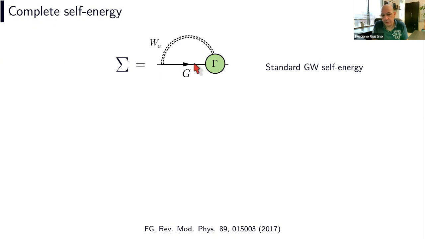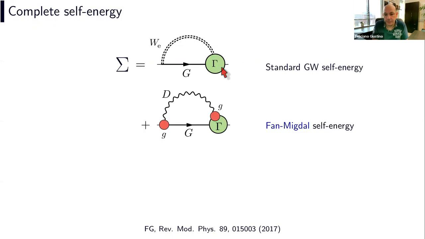So this is essentially the GW self-energy, meaning that you have a product of an electron line, so this is the Green's function, and the screened Coulomb interaction between electrons. And this is a vertex that in typical calculations one neglects because it's very difficult to evaluate.